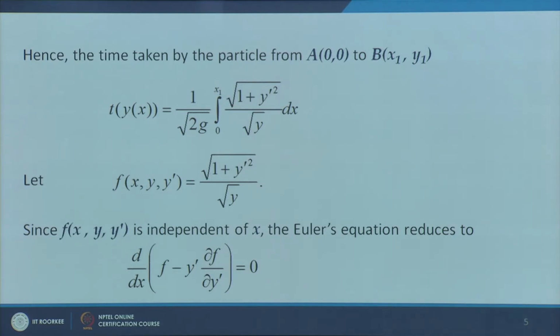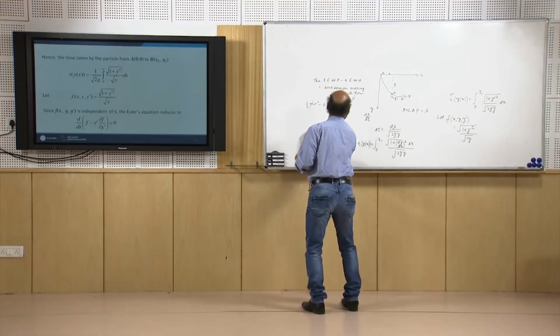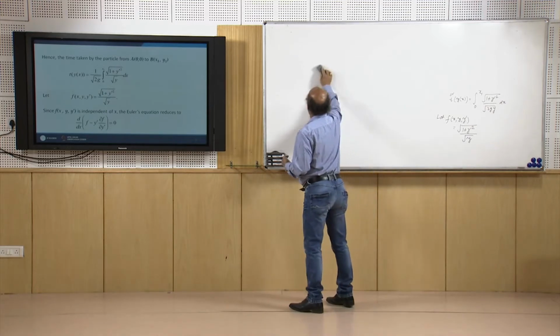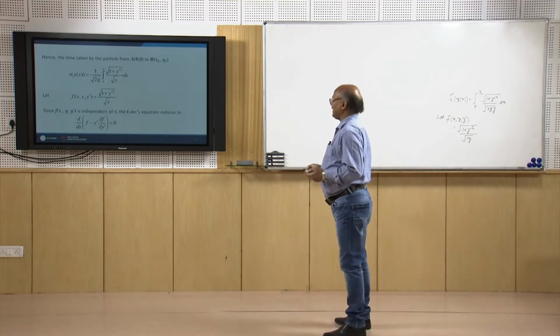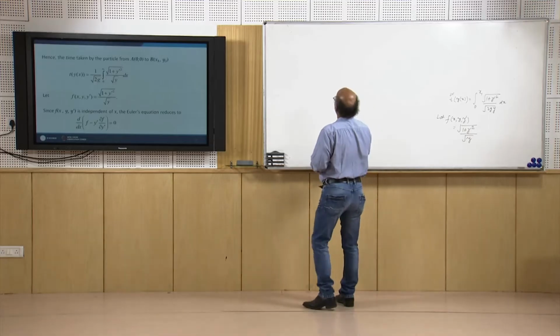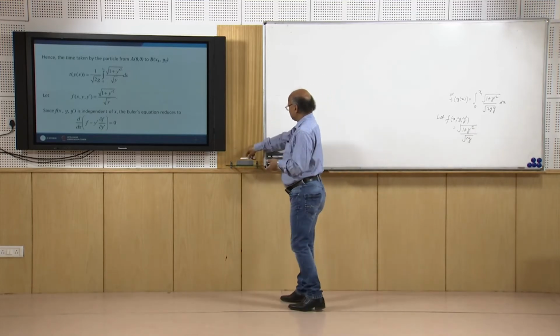And now let us recall that if the function f(x, y, y') is independent of x, then the Euler's equation is given by this alternate form. The Euler's equation reduces to d/dx (f − y' ∂f/∂y') = 0. Here you can see that f depends only on y and y', it does not depend on x, so the Euler's equation reduces to this. The proof of this alternate form we can easily do.